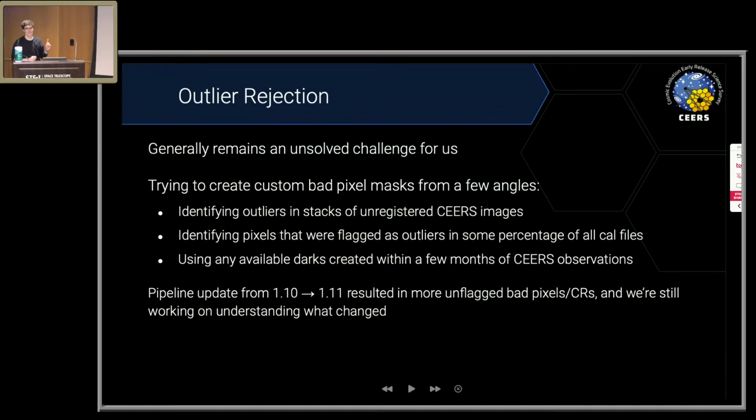Very interested in anyone else who's had success removing these. We're talking about a small number of sources, but they really do show up when you're doing high redshift selections.